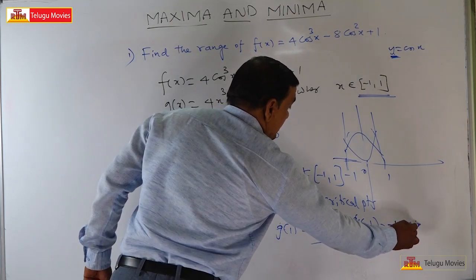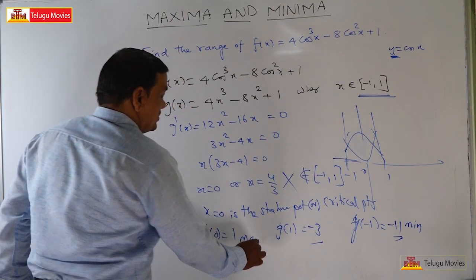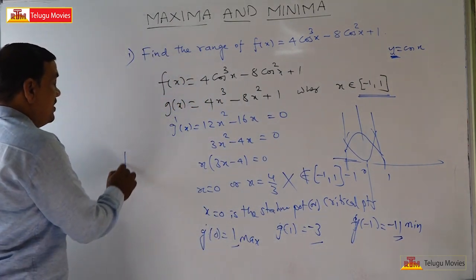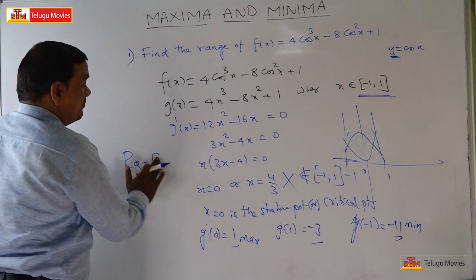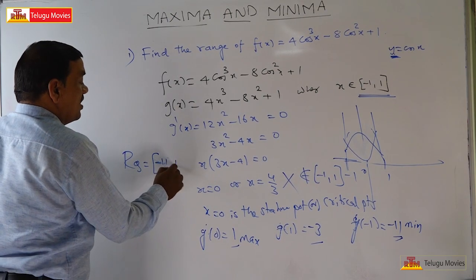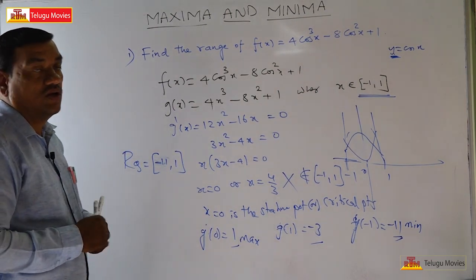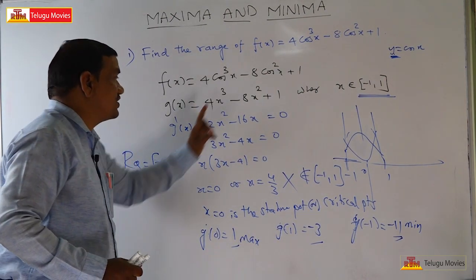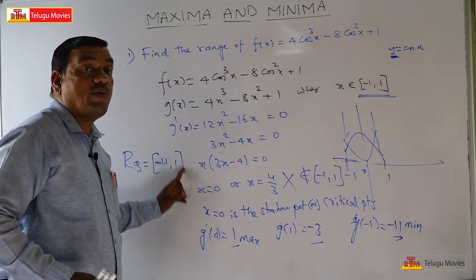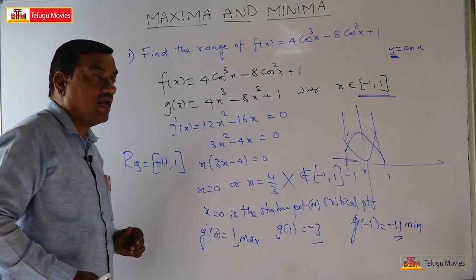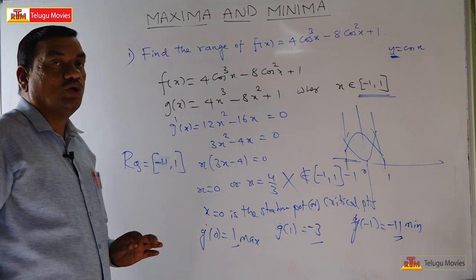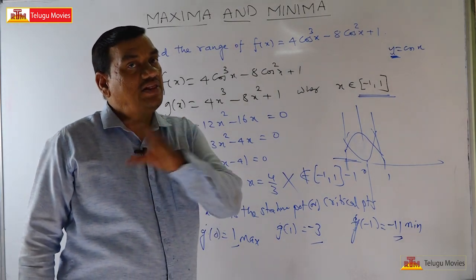So this is the minimum and this is the maximum. Therefore, what is your range? It is the closed bracket from the minimum value minus 11 comma 1. Understand this? So, very easy problem. Range of this function is [minus 11, 1]. Minimum value is minus 11, maximum value is 1. I hope that you understand this solution. So let us go for another problem.